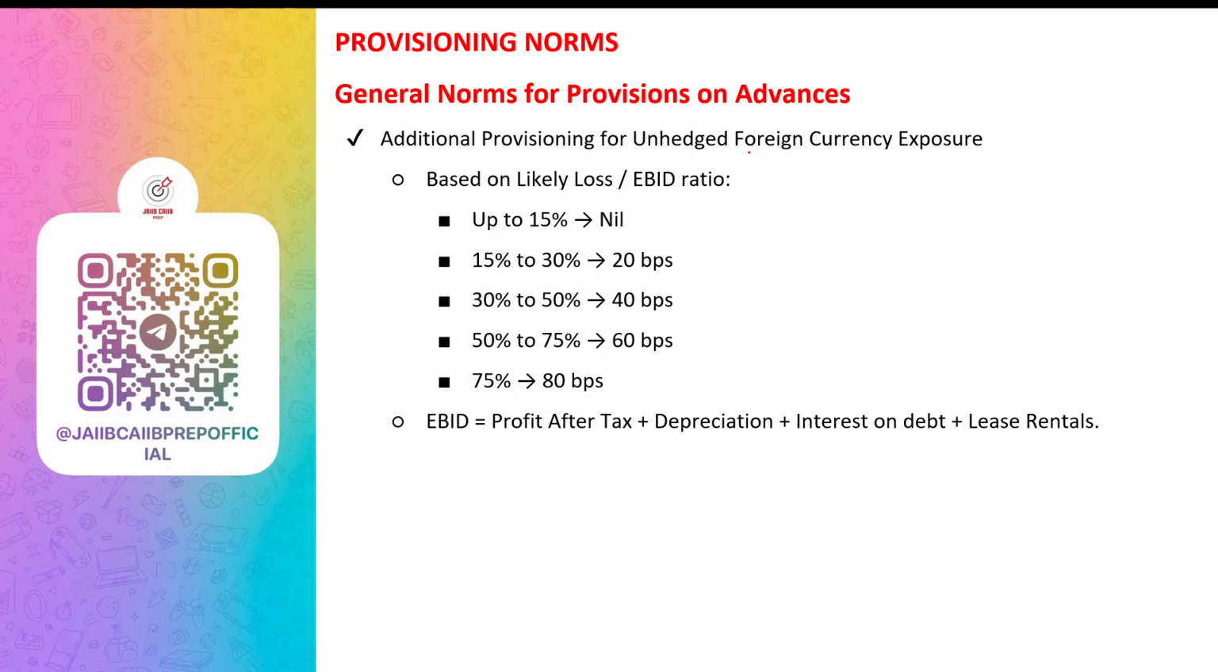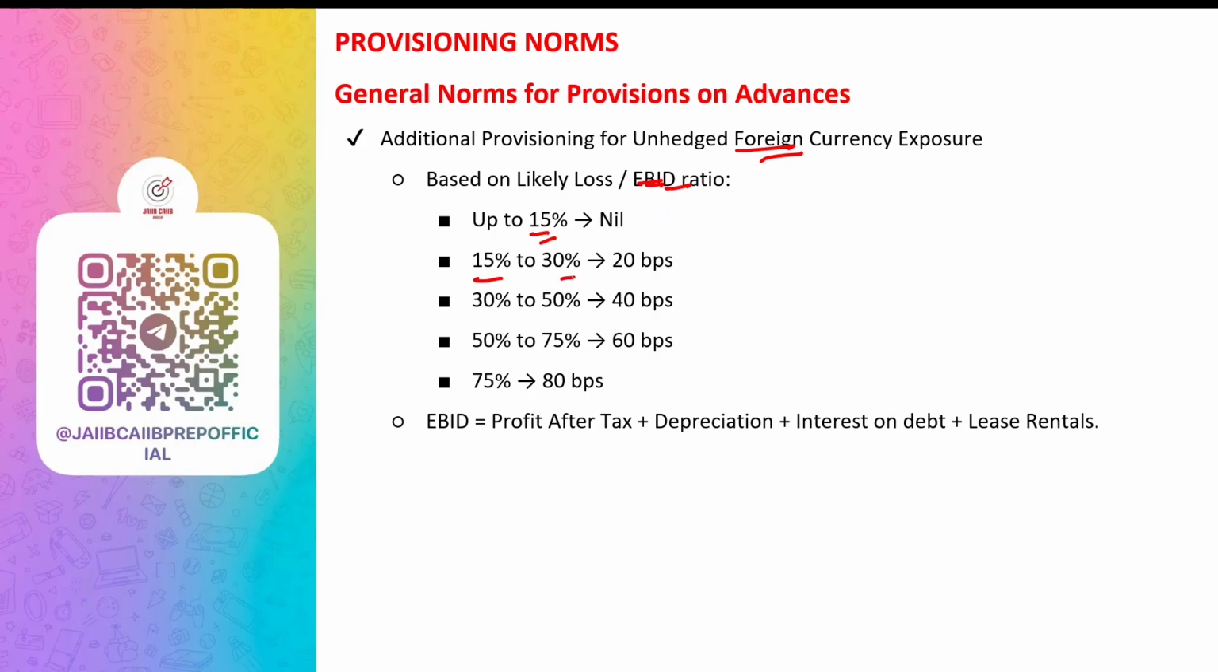Unhedged foreign currency exposure. Sometimes borrowers have loans or commitments in foreign currency without proper hedging. If the currency fluctuates sharply, repayment capacity may be badly affected. To cover this risk, banks must make extra provisions depending on the borrower's riskiness. If the likely loss is up to 15%, there is no extra provision required.